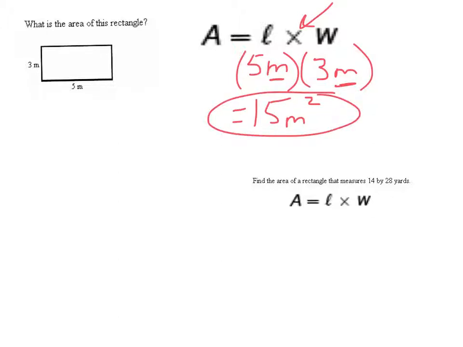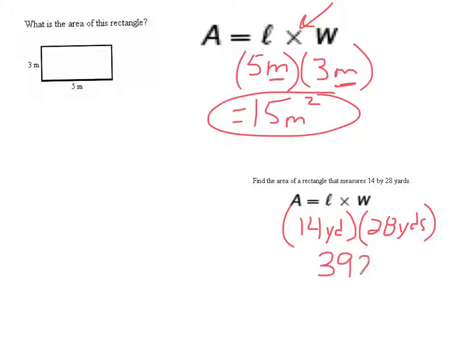In the next problem, we have a rectangle that has 14 by 28 units, or yards. Again, we're going to start with the formula and work through it, and we're going to put in 14 yards, 28 yards, and when we solve this and multiply them together, they come up with 392 yards squared.